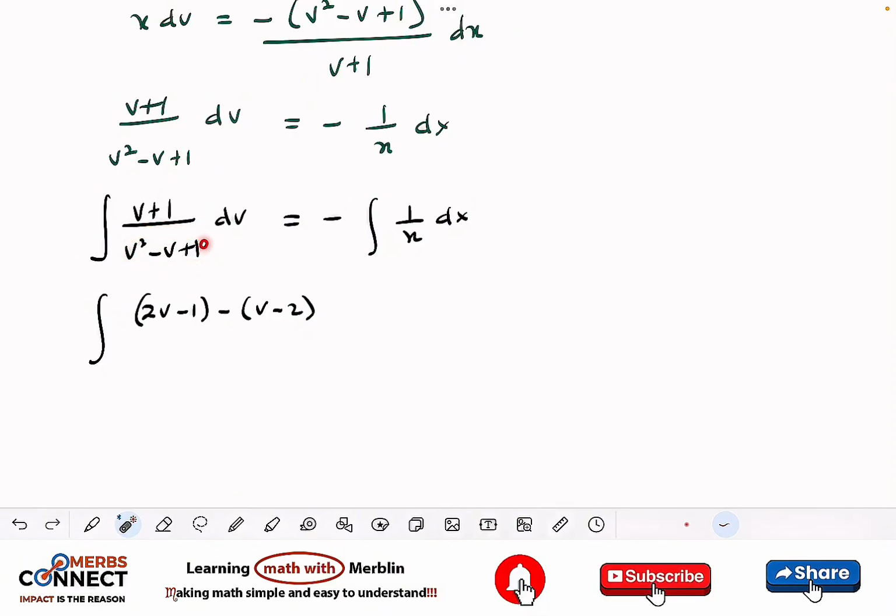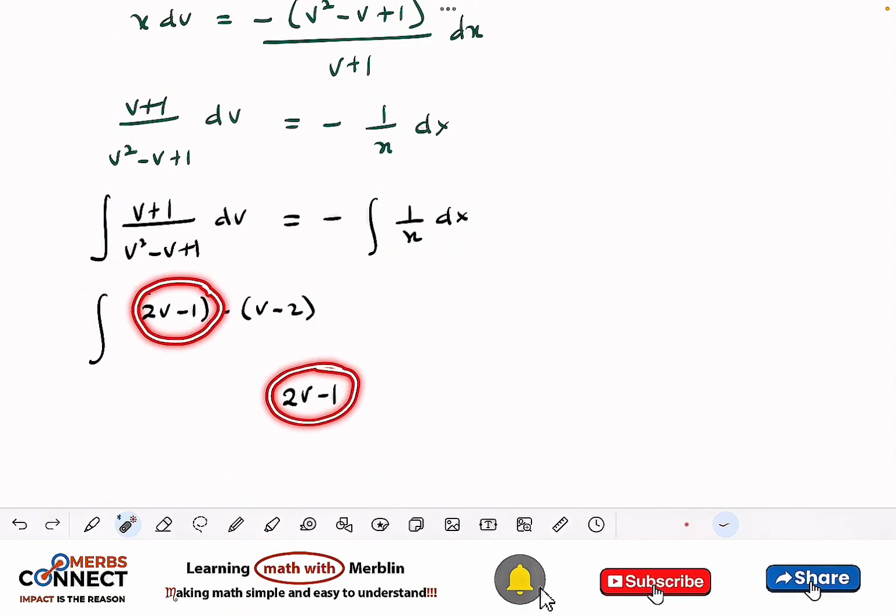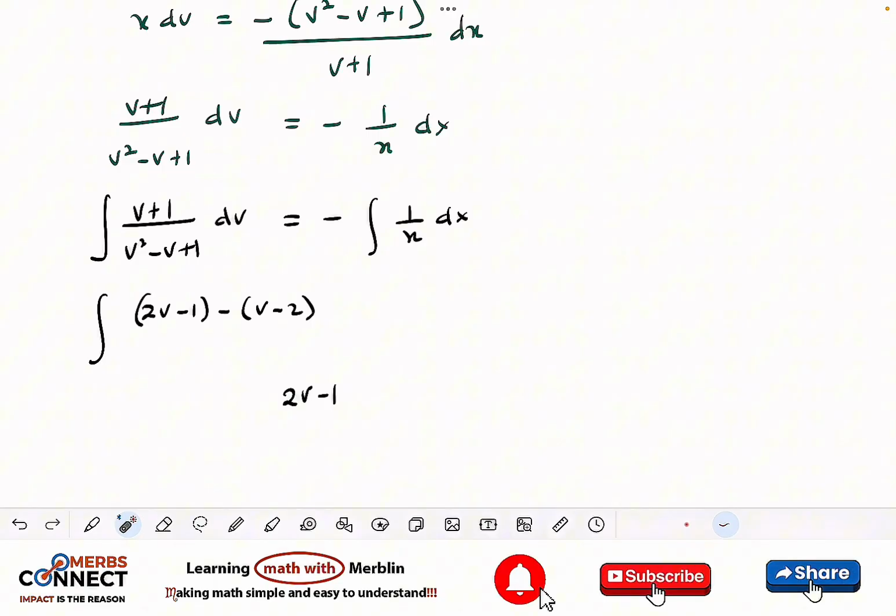Why am I doing this? I'm doing this because, look at this. When I differentiate this with respect to Vn, I'm going to have 2Vn minus 1. So I'm doing that so that I can do some substitution here, so that I can work with that aspect there. So basically that's what I'm trying to do from there.